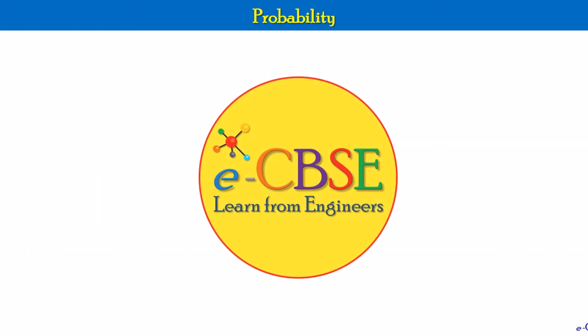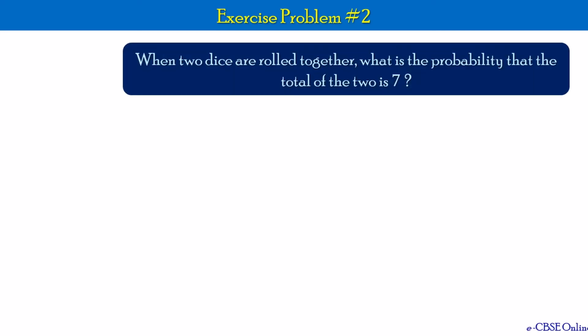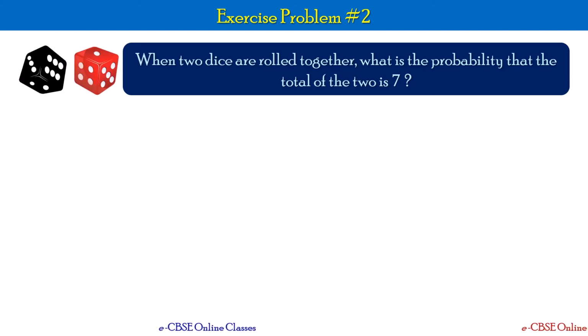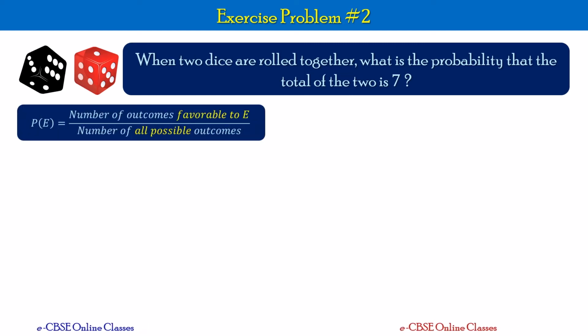Now let's go to the next exercise problem. The problem statement reads like this. When two dice are rolled together, what is the probability that the total of the two is 7? Okay, for the sake of distinguishing, I am taking two different colored dice here, black and red. And let us recall our formula for theoretical probability. P of E is equal to the number of outcomes favorable to E divided by the number of all possible outcomes.